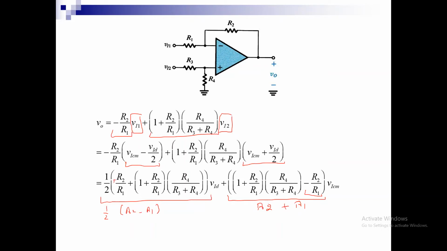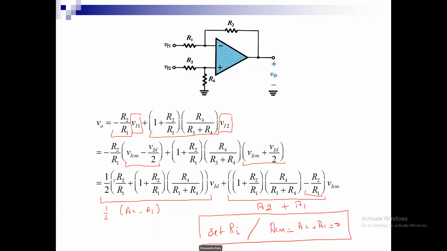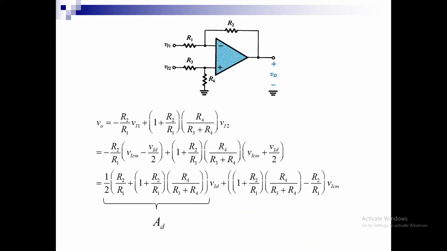Now my objective is to set the resistors Ri such that the common mode gain, which is A2 plus A1, is equal to 0. This is my objective, to get rid of the common mode and then I calculate what the differential mode is. Okay, great, so that's our objective now. Does anyone have a question up to here? Okay, let us see now what he does.